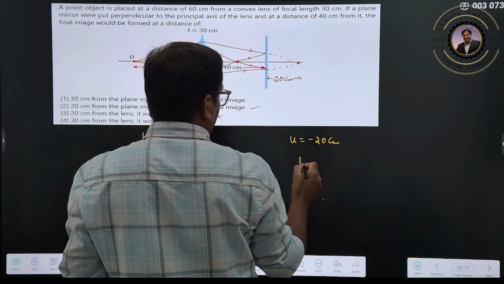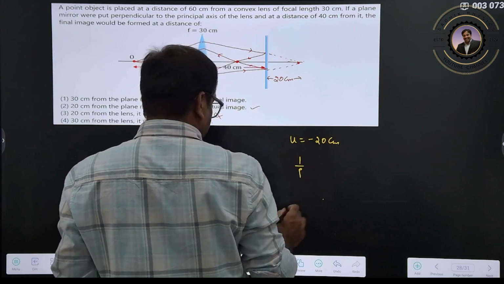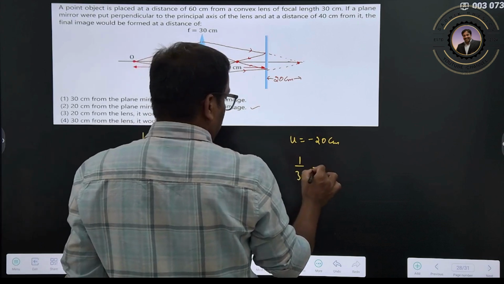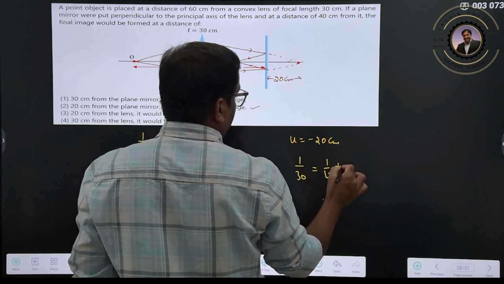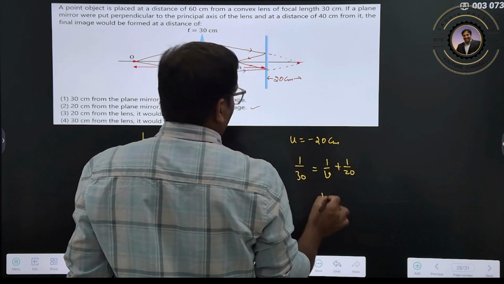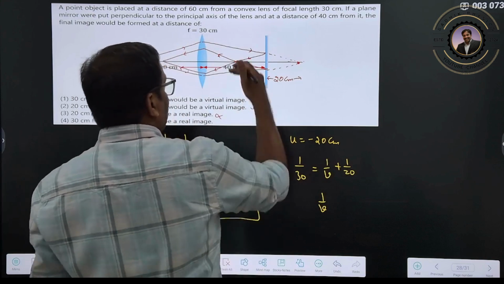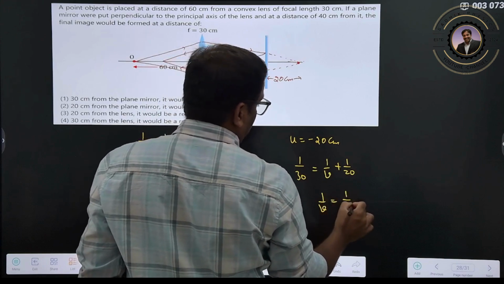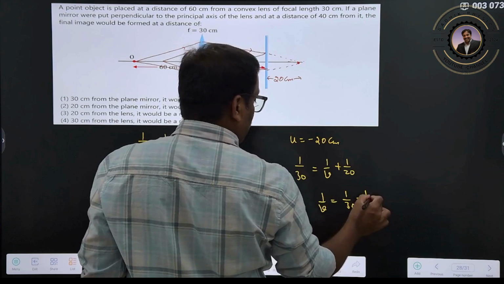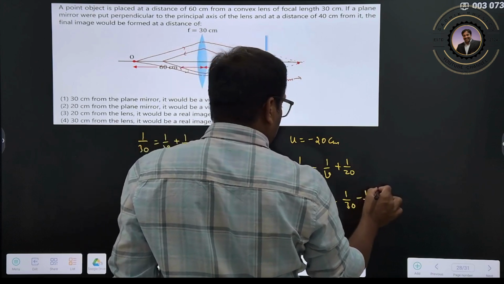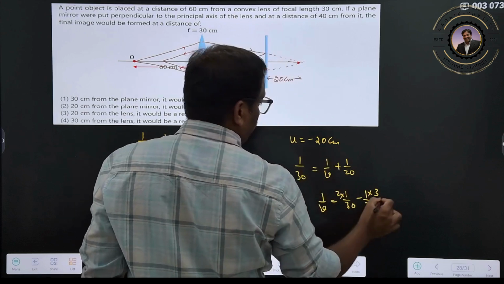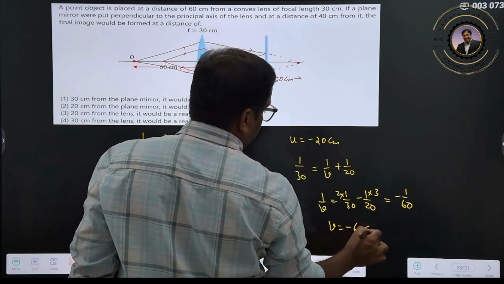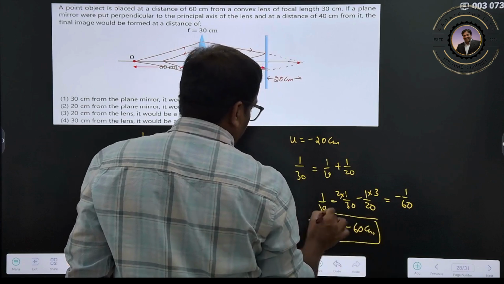So 1 by f, f is how much now? Again f is equal to 30 centimeter. So 1 by v, minus of minus, plus 1 by 20. Sir, you can take it this side, no? Light rays are coming here, then we can take it as 1 by v equals 1 by 30 minus 1 by 20. Here I can multiply 3 and 2, so minus 1 by 60. So v is equal to minus 60 centimeter, that means opposite to the object.